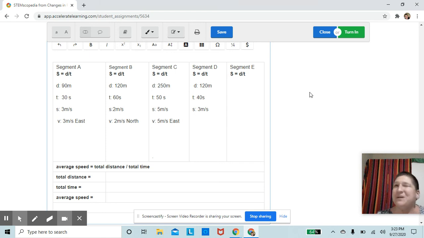So if my average speed was 60 kilometers an hour, does that mean I went down my driveway at 60 kilometers an hour? No. But my average speed, sometimes I was going faster, sometimes I was going slower.